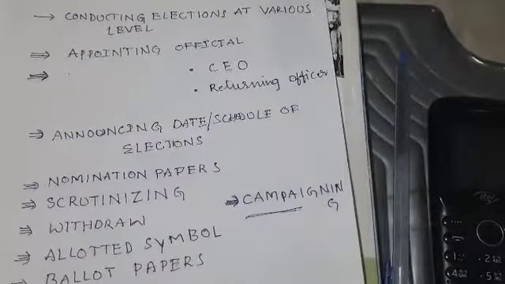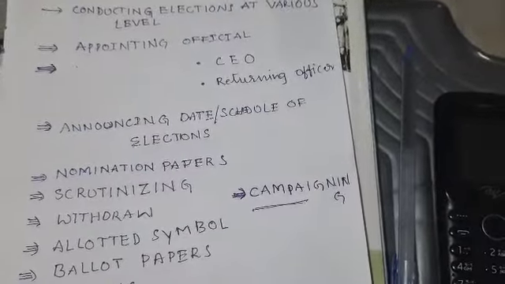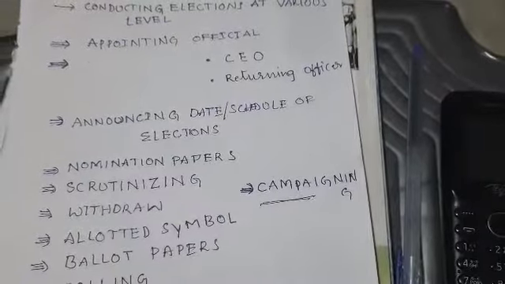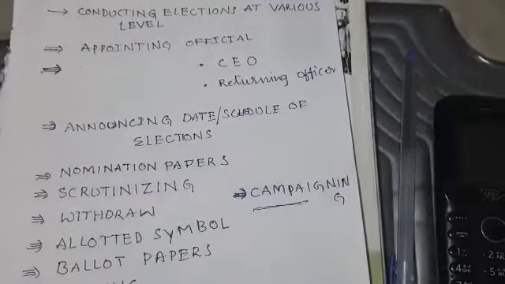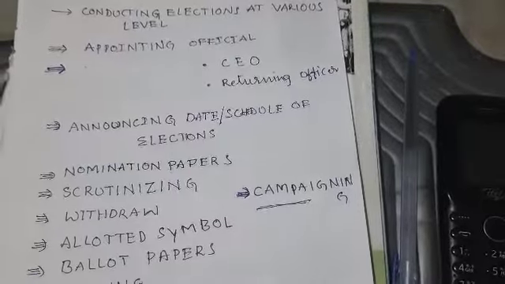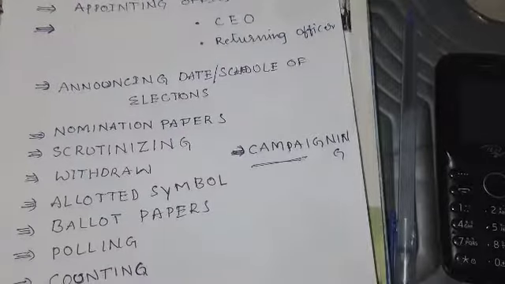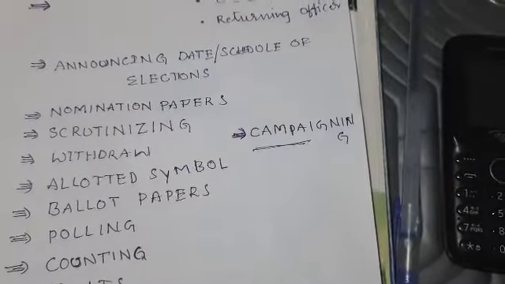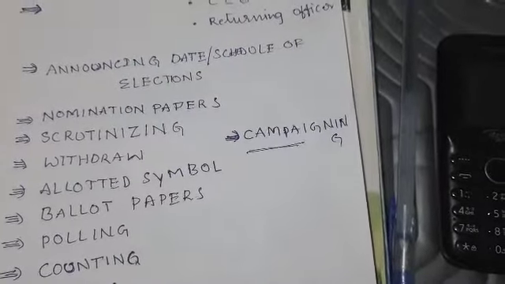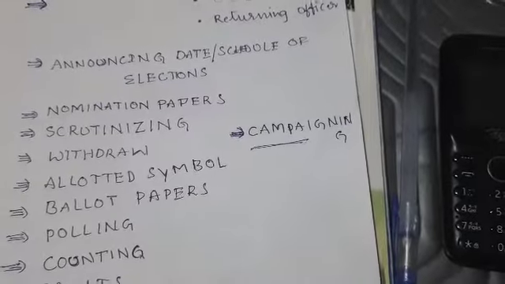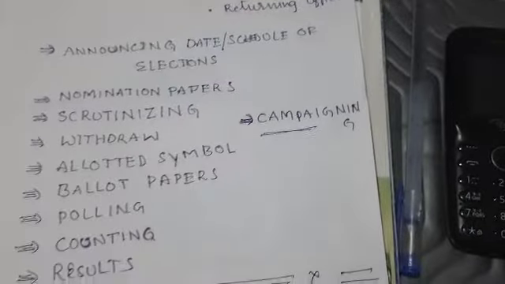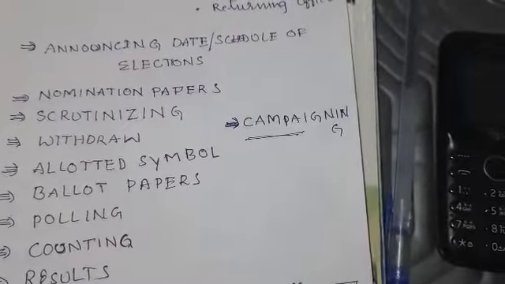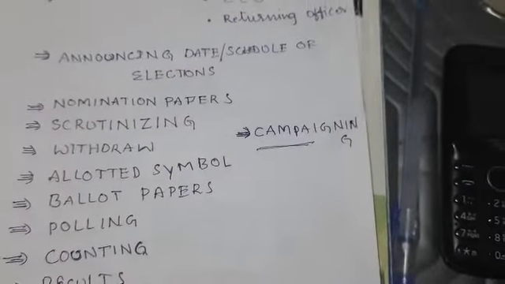So once look at that, conducting elections at various places, appointing officials, announcing dates and schedules of elections, nomination papers, scrutinizing these papers, and withdrawal for the time that's given to this withdrawal. Symbols are allotted based on that. Ballot papers or EVMs are printed. Based on that, campaigning will be conducted, and after campaigning, polling is taking place. After that, counting is taking place. After that, result will be announced. This is the way of conducting elections. It is called election procedure.